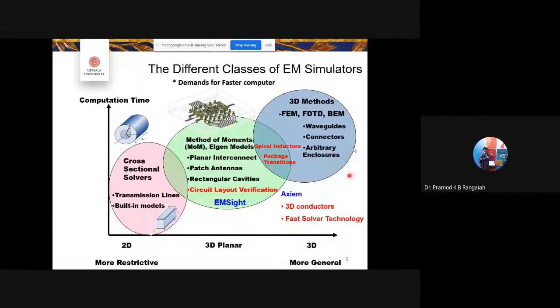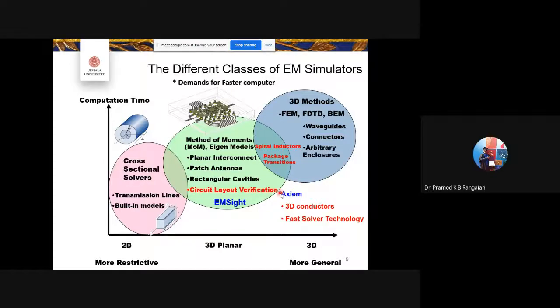And complete 3D techniques consume more time for the simulation, especially FEM, FDTD, and BEM. These are mathematical techniques: finite element method, finite difference time domain, and boundary element method. These are the mathematical techniques used for the complete 3D evaluation. So you can see waveguides, connectors, and arbitrary enclosures. These are some of the devices that expect complete 3D simulation.